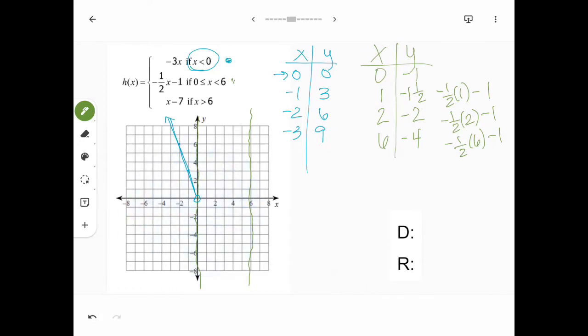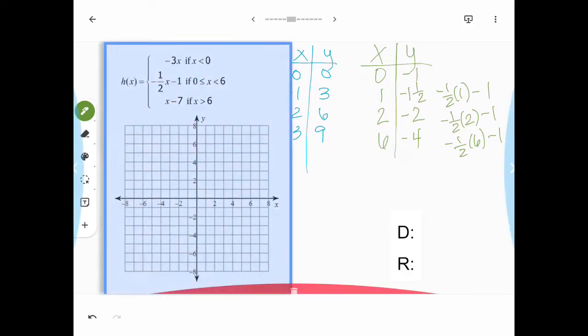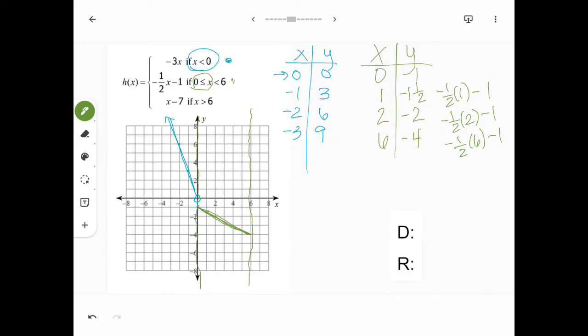So at 0, we're at -1. At 1, we're at -1.5. And then at 6 over here, we're at -4. So that does give me a line that I can draw. We do need to then think about whether it's open or closed. On 0, it should be closed, so I am going to put a closed circle and make it a little more obvious. On 6, it should be open though.